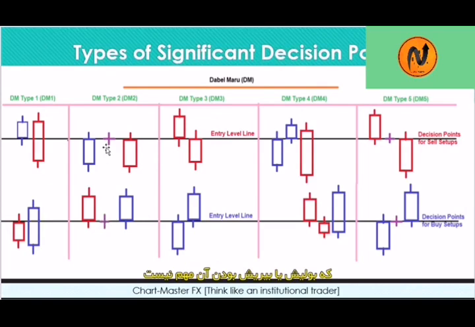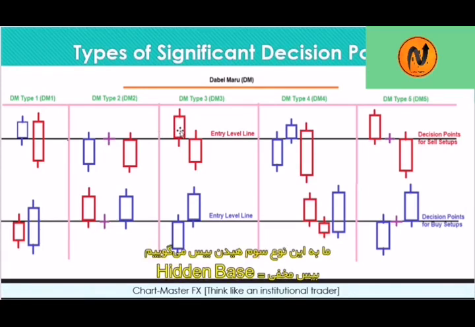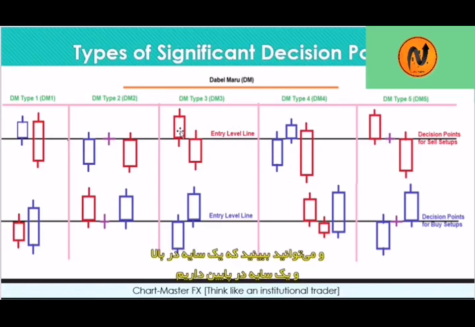So guys, these are the decision points type 2. So we go now to type 3. On the type 3, guys, this is what we call the hidden base. We call it the hidden base, a Chartmaster FX, and you can see, guys, that we have a wick here and a wick here. So if you find such a formation here, we can see here that it was a bearish setup. So once you see such a candlestick formation, then you can be able to know that that decision point is more likely to hold the price.